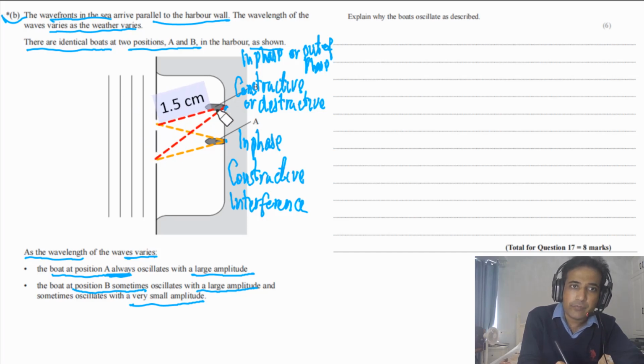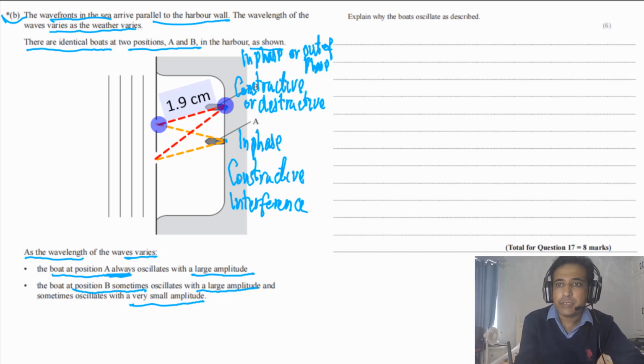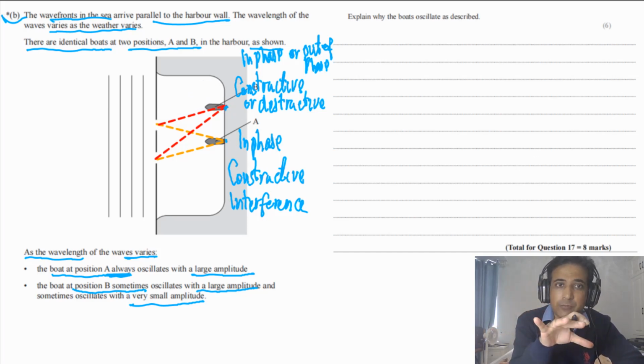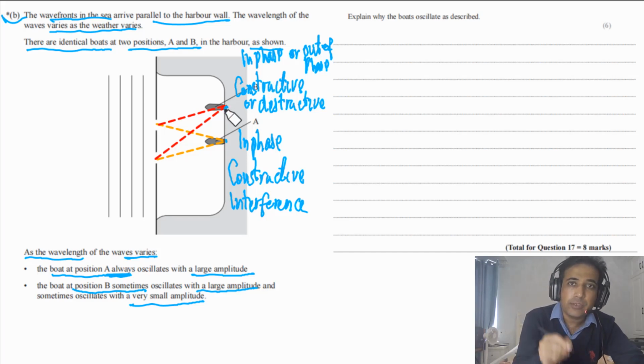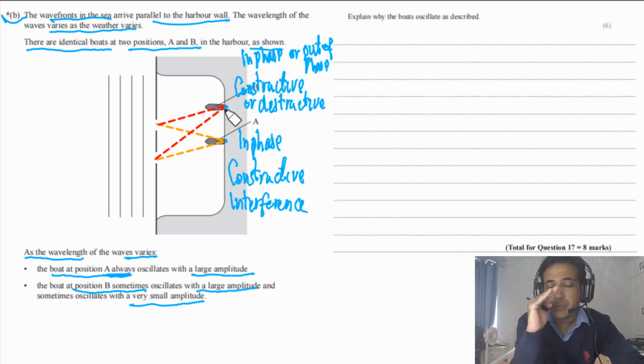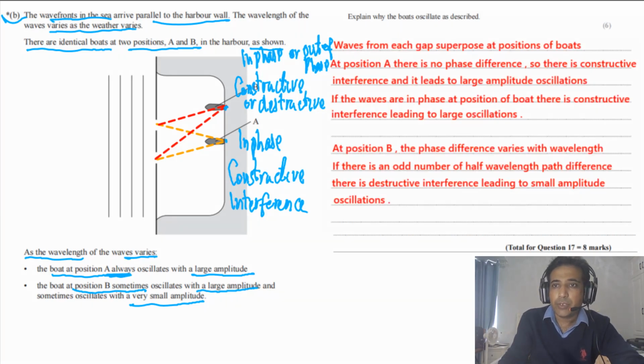One wave is coming from here, and the phase difference depends on the wavelength. Due to the change in wavelength, waves at this point can be in phase or out of phase, because the phase difference depends on the wavelength of the waves. So these are the points we need to understand to answer this question. If these points are clear to you, now we can write down the answer. Let me show you how you can write it down.